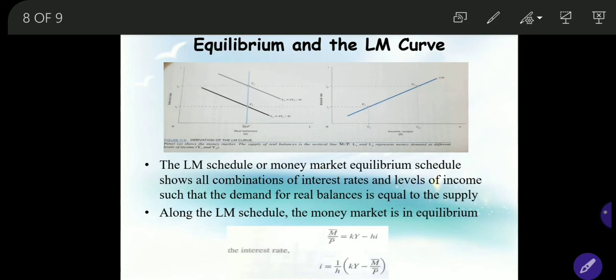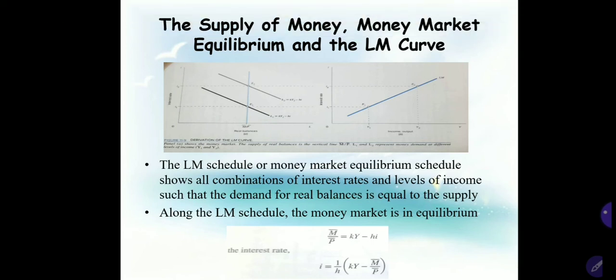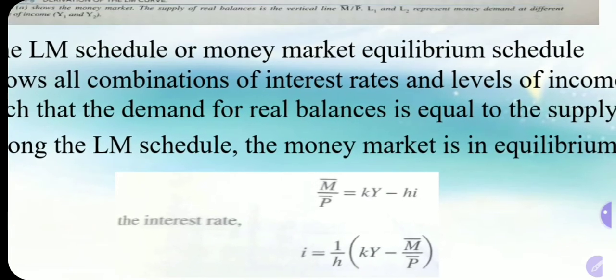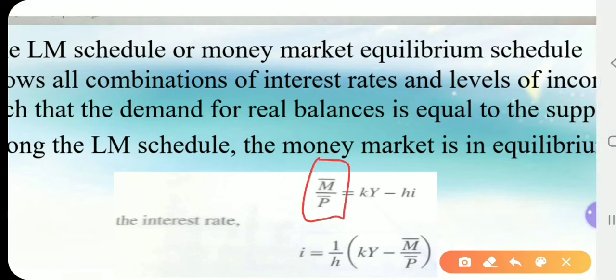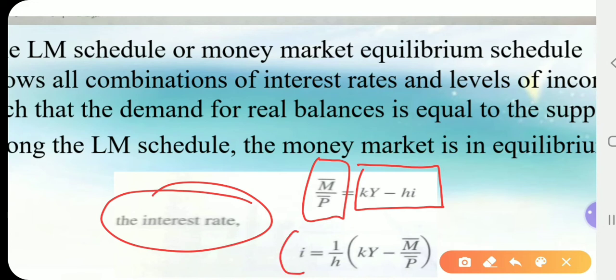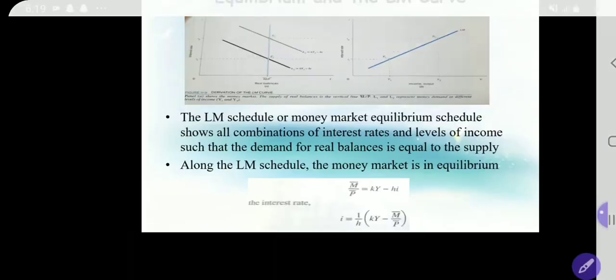This also concludes that the LM schedule, or money market equilibrium schedule, shows all combinations of interest rate and level of income such that the demand for real balances is equal to the supply. Along the LM schedule, the money market is in equilibrium. Here's the equation to find the real money supply: the coefficient K times the income minus H times the interest rate. If we want to find the interest rate, we just rearrange the equation, and it will result in this formula.